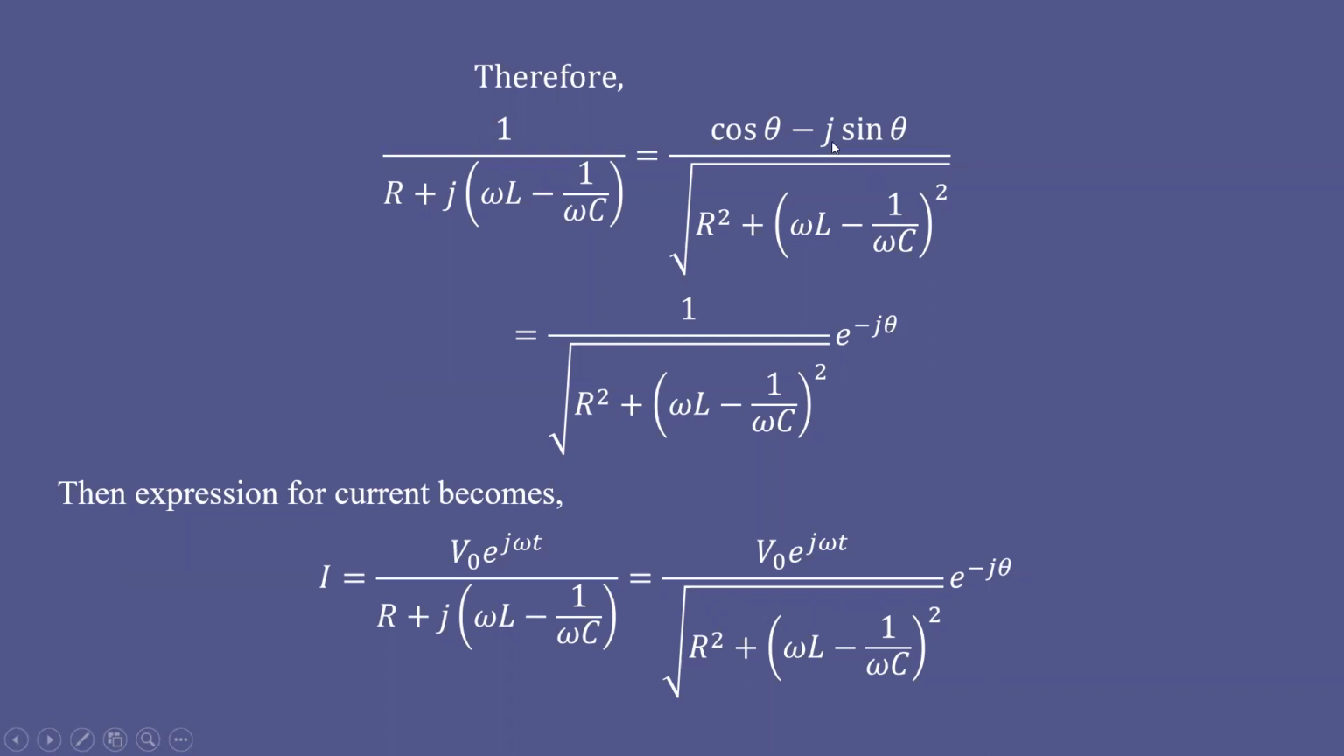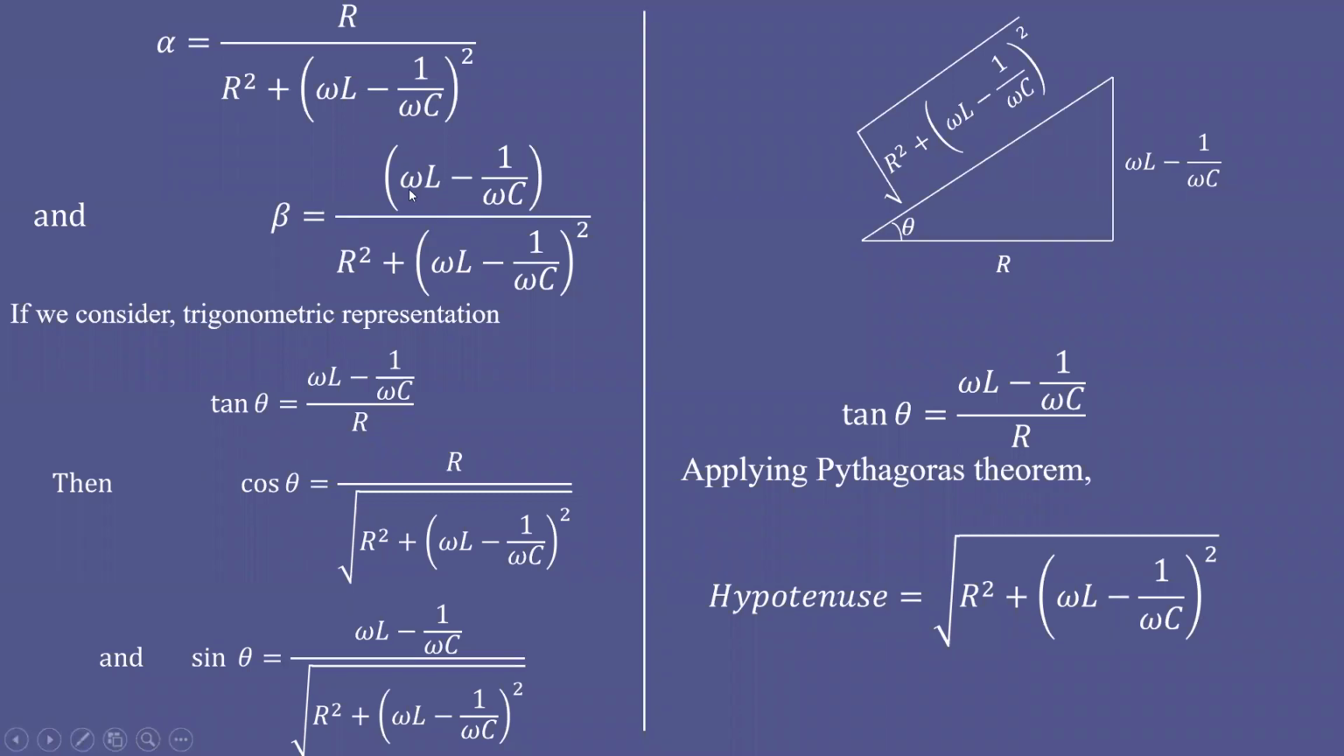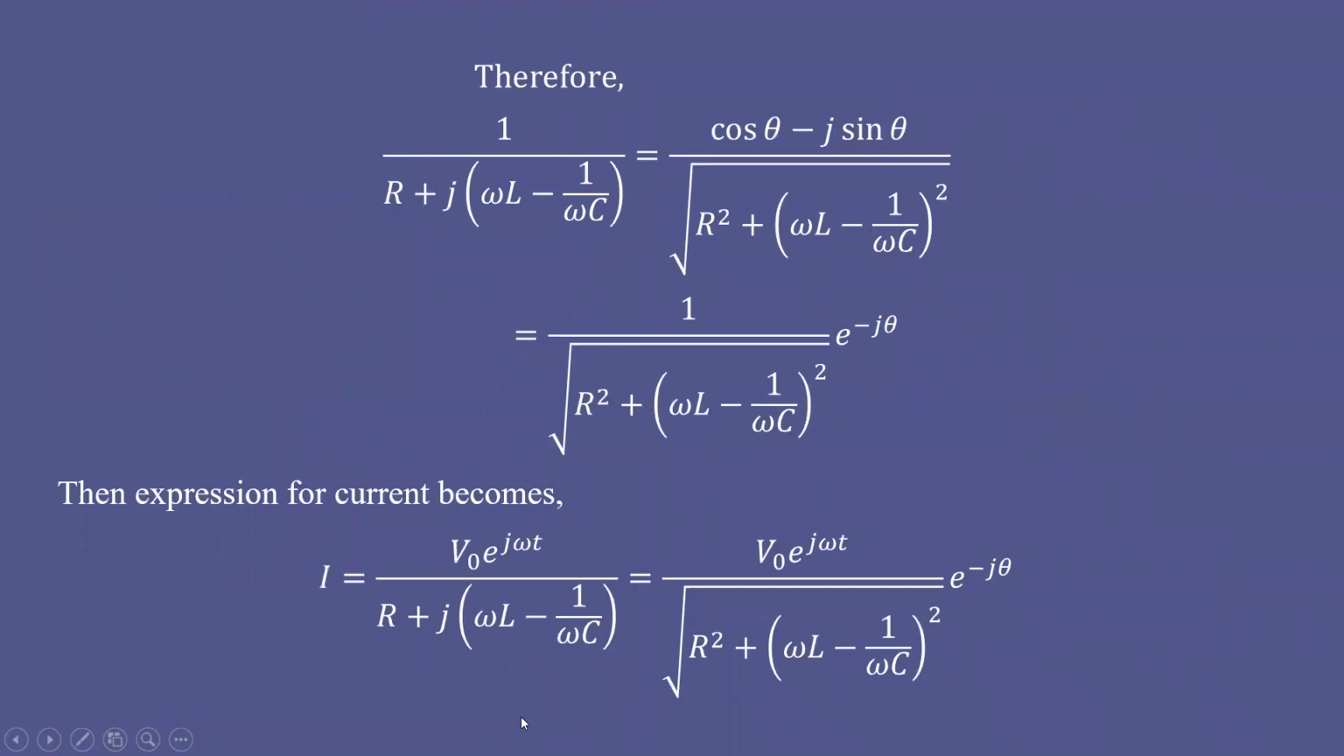Minus j into sin theta. What is j here? Sorry, beta here. Beta is omega L minus 1 by omega C. So beta is represented as sin theta by square root of this particular term. Therefore, you can represent this as cos theta divided by square root of this term minus j sin theta divided by square root of this term. Okay. So finally, you can write cos theta minus j sin theta as e to the power minus j theta. So cos theta minus i sin theta is given by e to the power minus i theta. Instead of i, we have got the complex number representation j here.